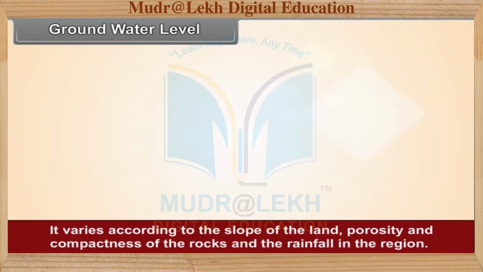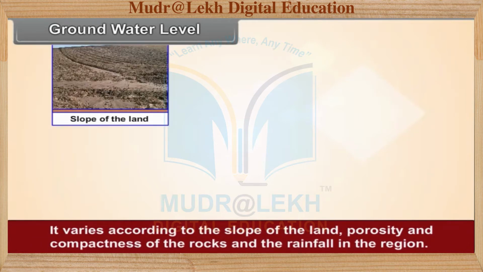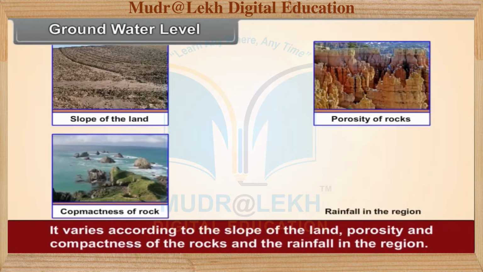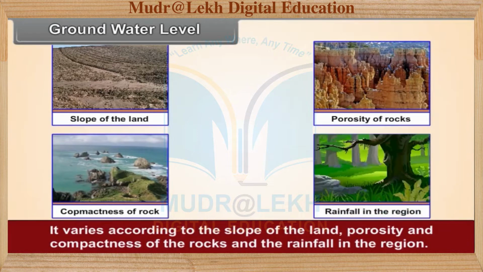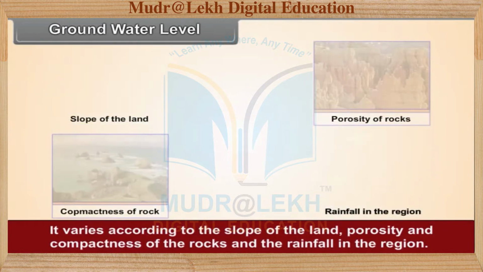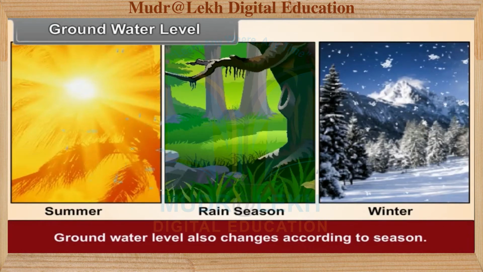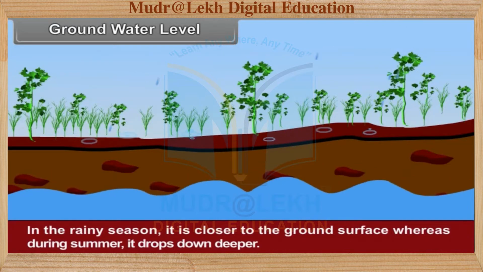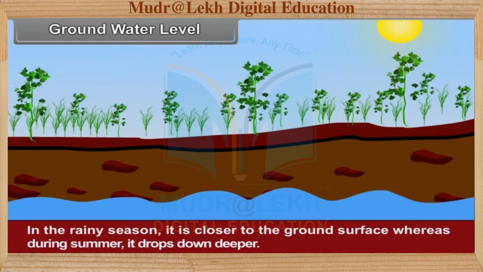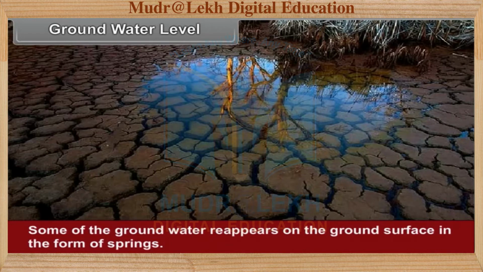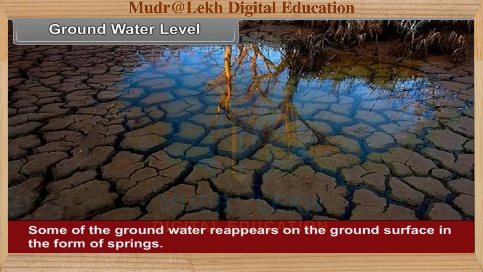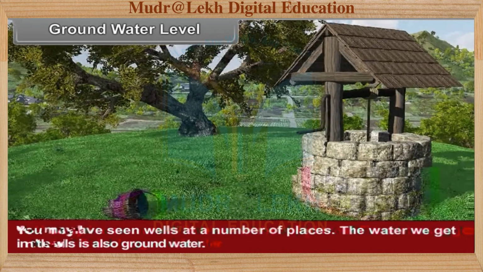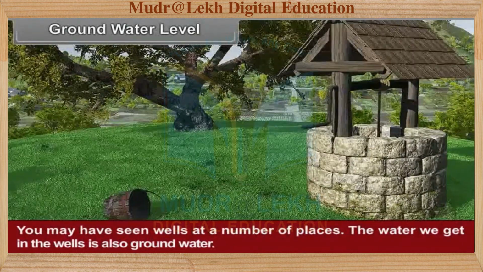It varies according to the slope of the land, porosity and compactness of the rocks and the rainfall in the region. Groundwater level also changes according to the seasons. In the rainy season, it is closer to the ground surface, whereas during summer it drops down deeper. Some of the groundwater reappears on the ground surface in the form of springs. You may have seen wells at a number of places. The water we get in the wells is also groundwater.